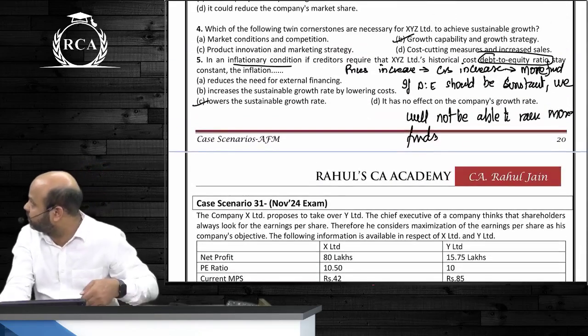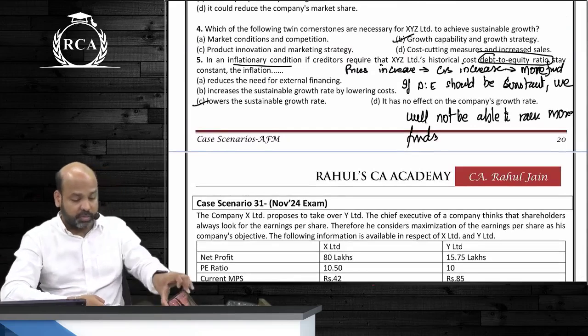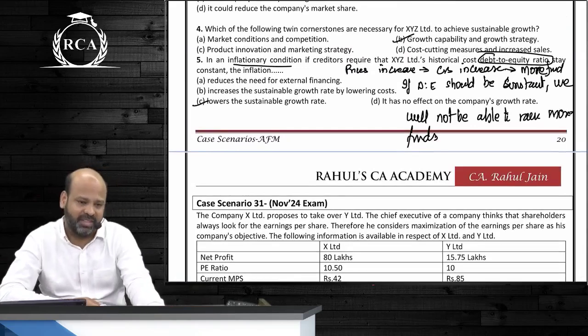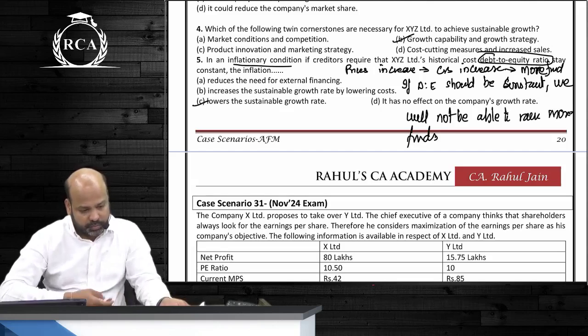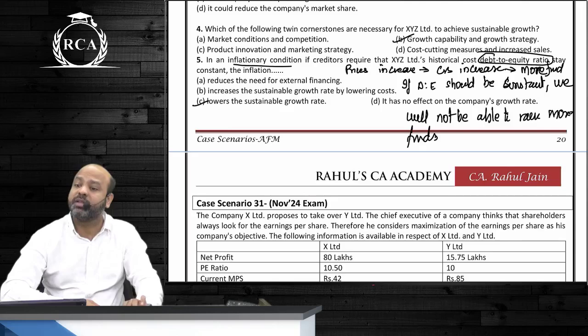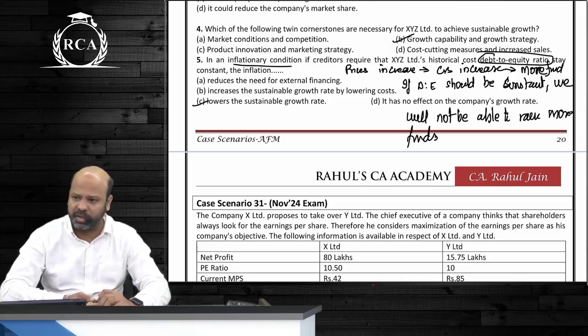Prices increase, creditors will increase, but you'll need more funds. If debt equity ratio should be constant in historical terms, we will not be able to raise additional funds. That will lower our growth rate. November 24 के पूरे केस स्टडीज बहुत इजी थे, वेरी सिंपल. केस सिनारियोज बेटा एग्जाम में दे आर गिविंग स्ट्रेट फॉरवर्ड, पूरे के पूरे प्रैक्टिकल क्वेश्चन को कन्वर्ट करके दे रहे, कुछ कॉम्प्लिकेट नहीं कर रहे.